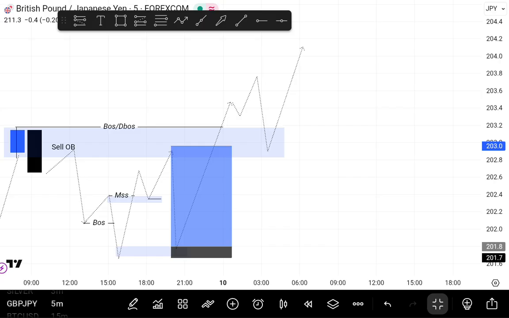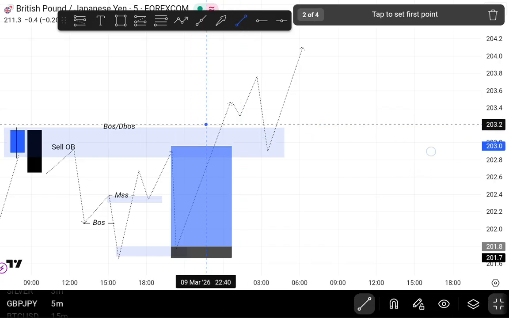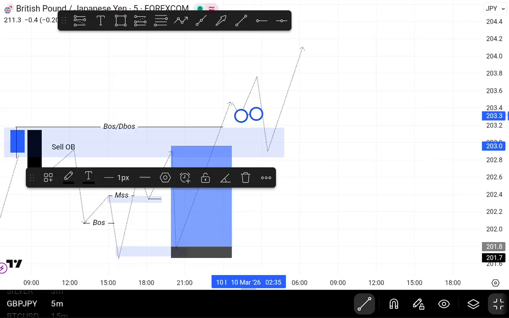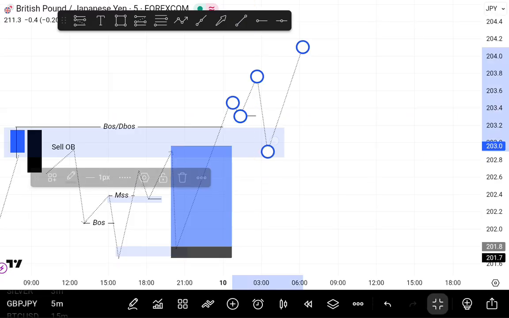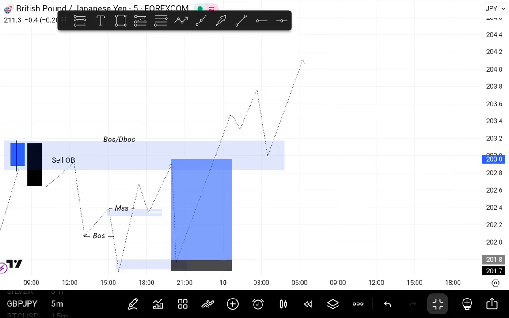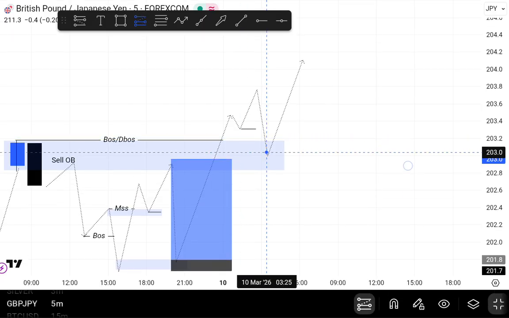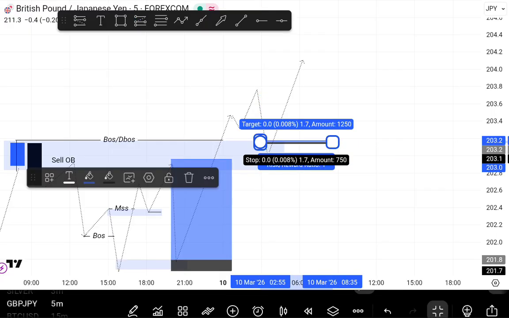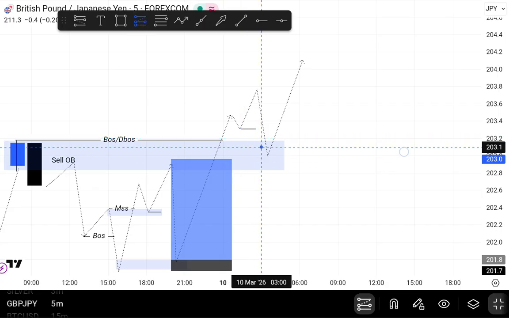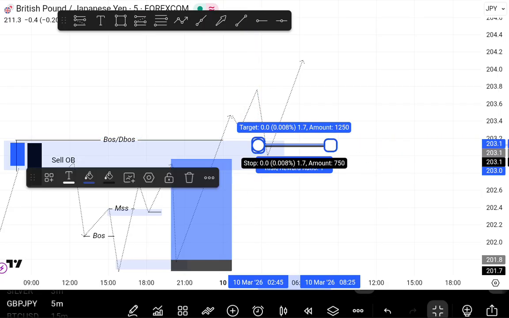Then we have our inducement liquidity, our first pullback, which is here. So our inducement liquidity is our first pullback. The market came, tapped our breaker block, and we place our position from here. We place our POI entry from there.